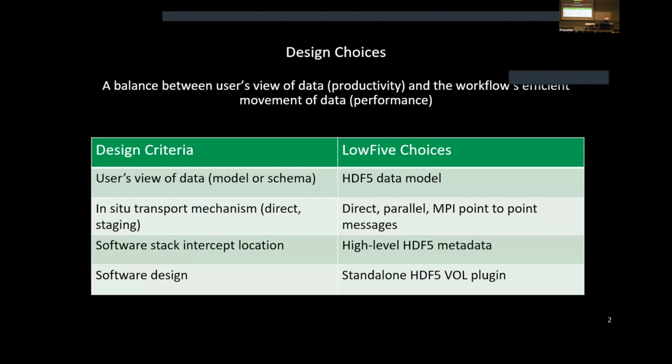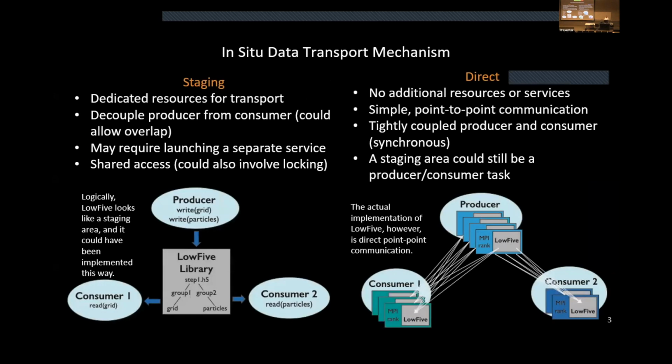Another choice we have to make is where to intercept IO calls, because that's what we're doing, right? We're intercepting IO and redirecting it, and there are different places in the software stack to do that. And the design of the software is modular. LowFive is a standalone library. It's used as a layer inside of other workflow systems, as opposed to being part of some larger system that you have to buy into in order to use it. So we'll talk about some of those things in a little more detail.